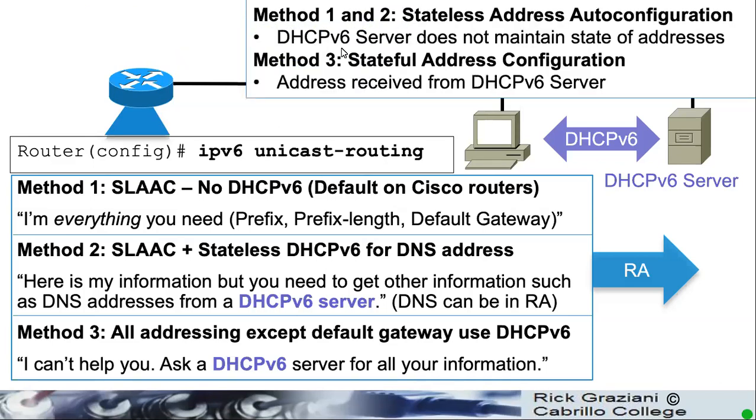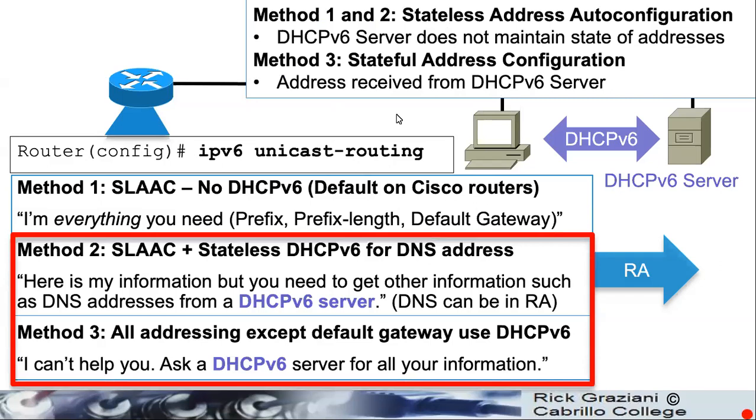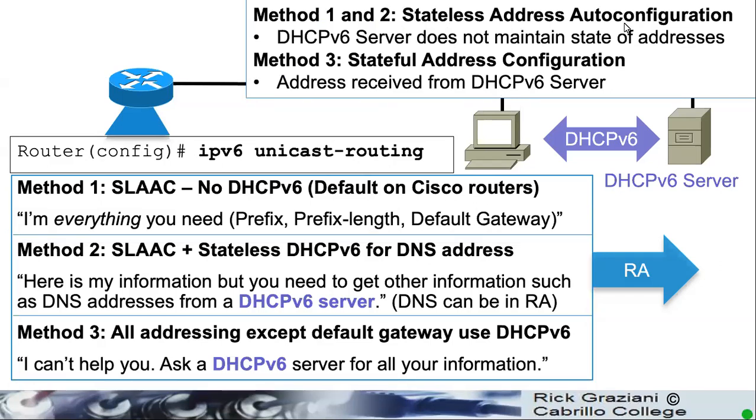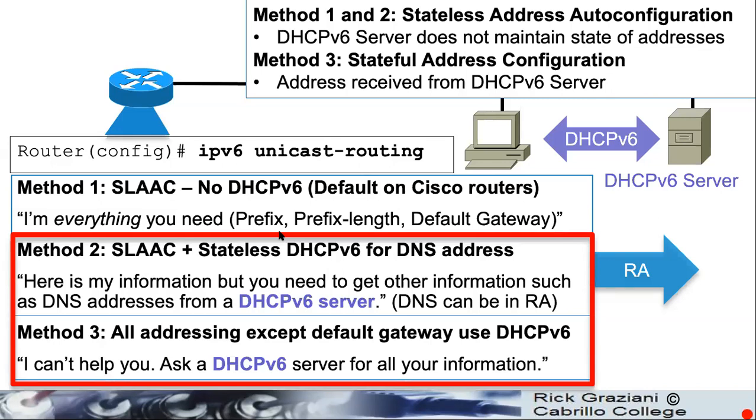The first two methods do involve SLAAC, stateless address autoconfiguration, meaning the client will create its own IPv6 global unicast address. Method 3 is stateful address autoconfiguration, similar to a DHCP server for IPv4. The server will maintain state of who is allocated which addresses. So we're going to look at method 2 and method 3 because they both involve DHCP in this series of videos.